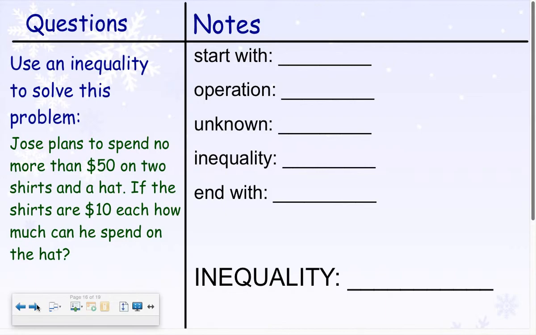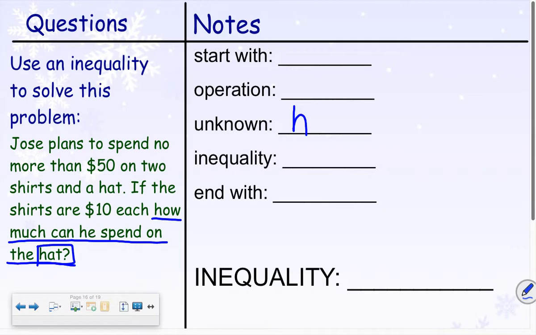Okay, last one. Jose plans to spend no more than $50 on 2 shirts and a hat. If the shirts are $10 each, how much can he spend on the hat? So we want to know how much can he spend on the hat. So hat is what we're trying to solve for. So how much can he spend on the hat? So I'm going to put an H there for hat.